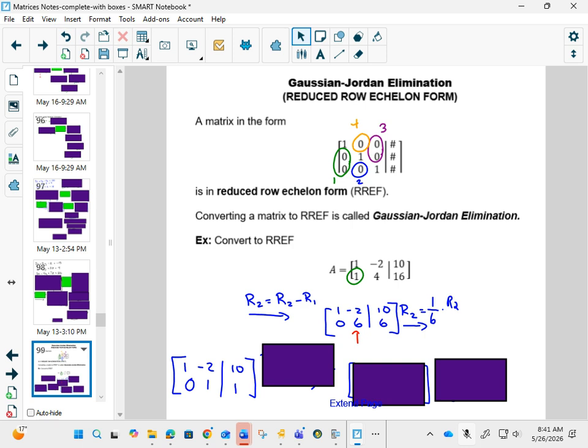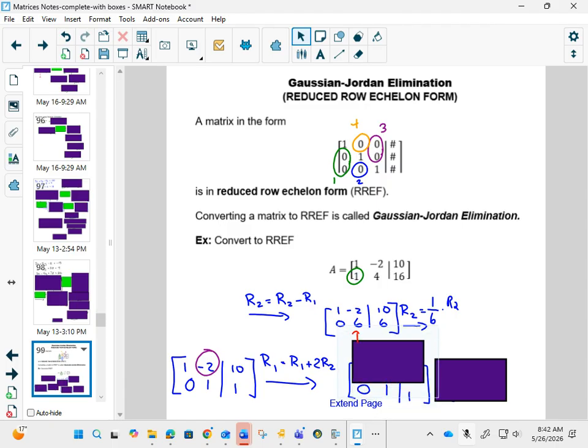But in Gaussian Jordan elimination, now we want to make this one a 0 as well. So we're going to change row 1. What can we do? We can take row 1 and add 2 row 2s. That would make what's in the purple a 0. Because negative 2 plus 2 times 1 will be 0. So now my row 2 is not changing. So that stays at 0, 1, and 1.